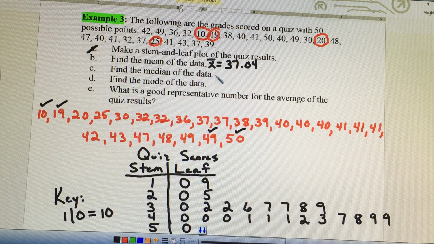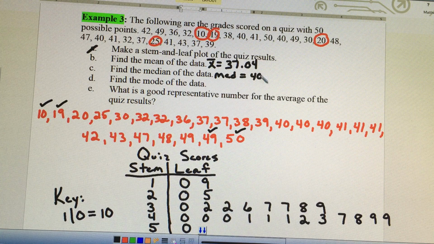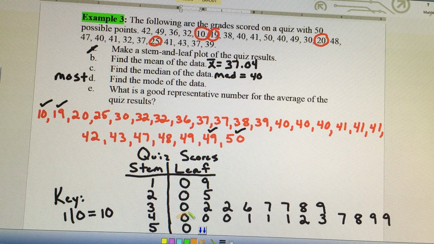Now it turns out that this median was 40. One of those 40s ended up being the middle number. As far as your mode goes, remember we said that mode stood for most. We had a couple numbers that showed up the most often. Remember that you had 3 40s.